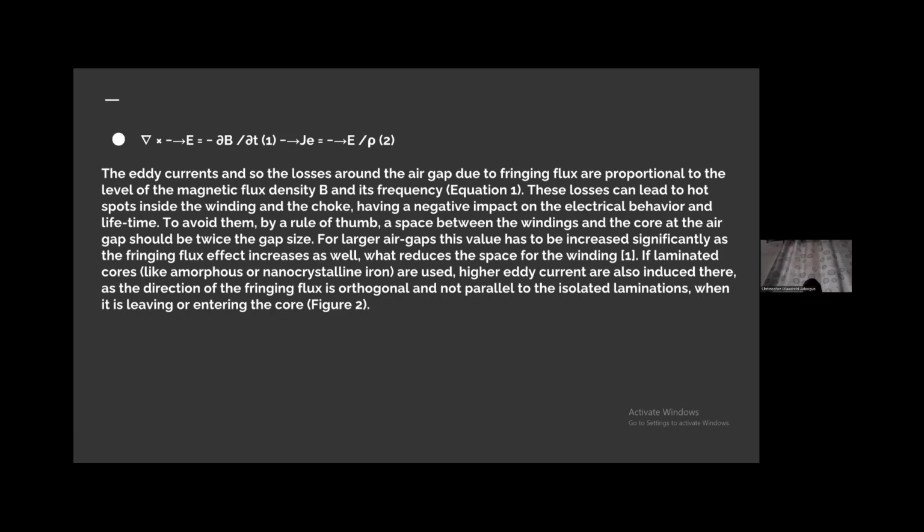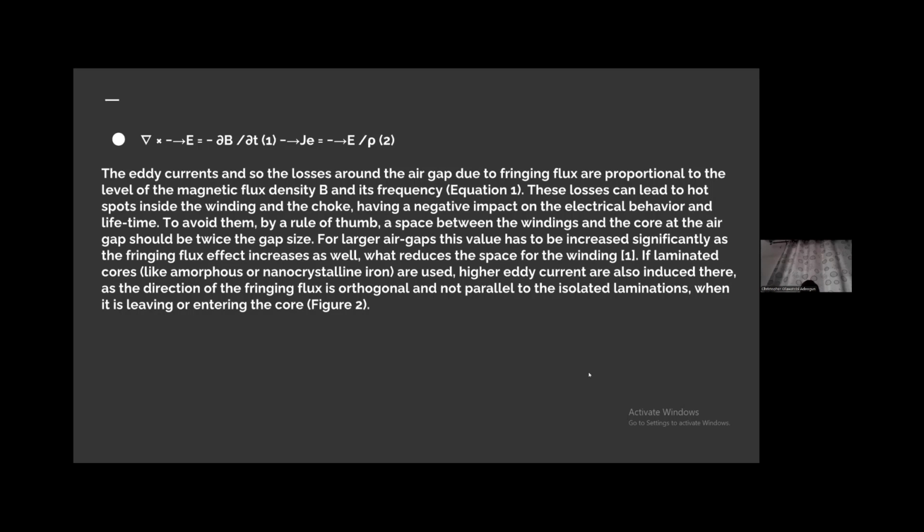So these losses can lead to hot spots inside the winding and the choke, having a negative impact on the electrical behavior and lifetime. So to avoid them, by a rule of thumb, a space between the windings and the core at the air gap should be twice the gap size. For larger air gaps, this value has to be increased significantly as the fringing flux effect increases as well, which reduces the space for the winding.